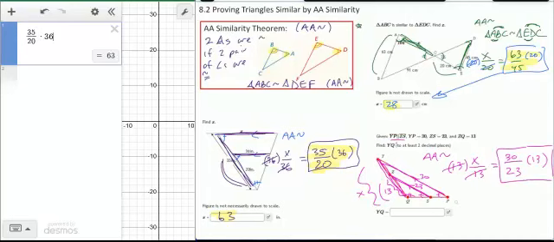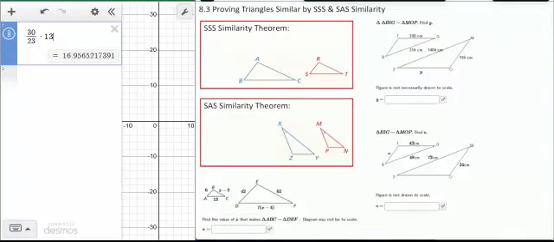So once again, you could enter your calculation as it is, or you can perform the calculation and enter the calculated value. If you do that, you get approximately 16.96. But again, you could have entered this full calculation as well. 8.2 was just the AA similarity.